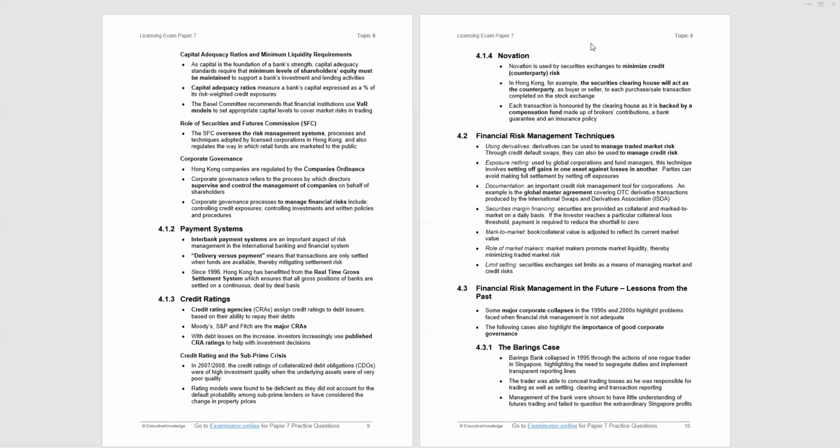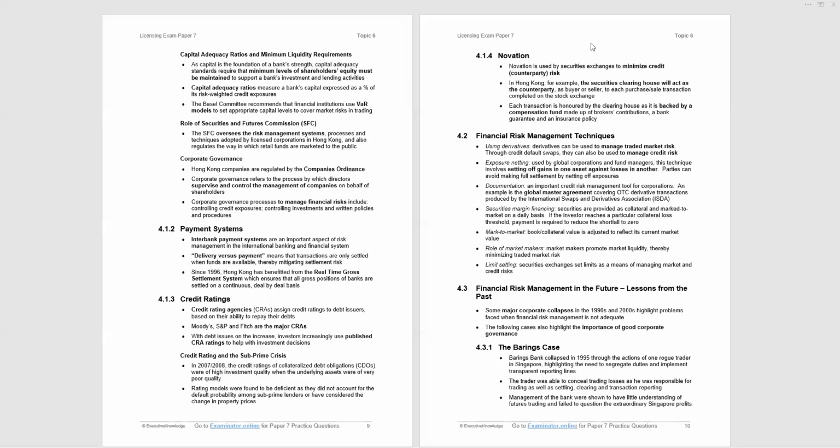And then corporations in general, we have the corporate governance, and that is encapsulated in the Companies Ordinance in Hong Kong. Corporate governance refers to the process by which directors supervise and control the management of companies on behalf of shareholders. And the corporate governance processes should manage financial risk, and they should include controlling credit exposures, controlling investments, and written policies and procedures. Okay, so there is a number of risk management approaches, procedures with regard to authorized institutions, the licensed corporations, and corporations in general.